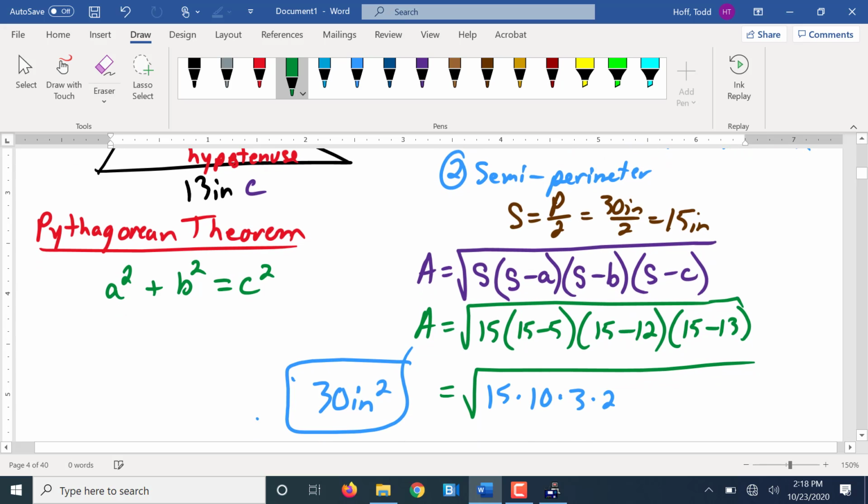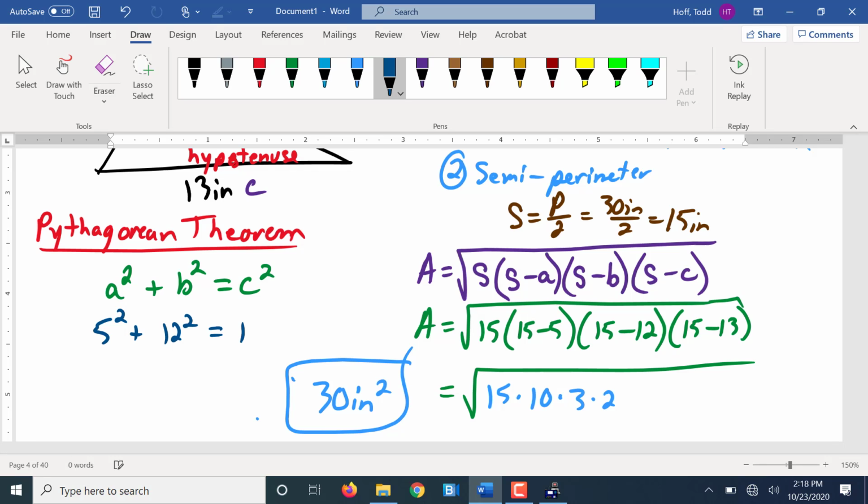So we can test here to see if that's true. 5 squared plus 12 squared. Check to see if that is 13 squared. Well, 5 squared is 25. 12 squared is 144. That adds up to 169. And of course, 13 squared is 169. So that is a right triangle. So we could have saved all that work by testing to make sure that's a right triangle.